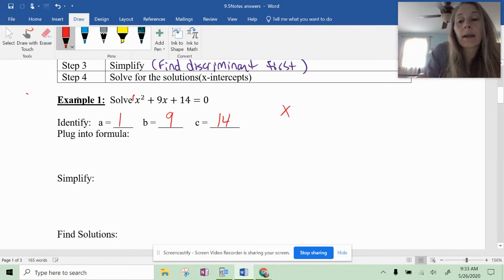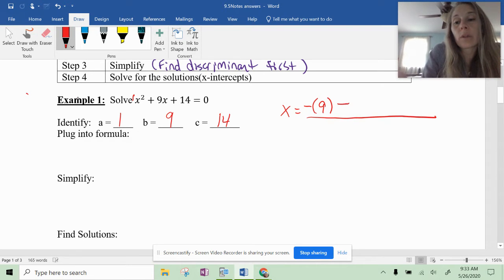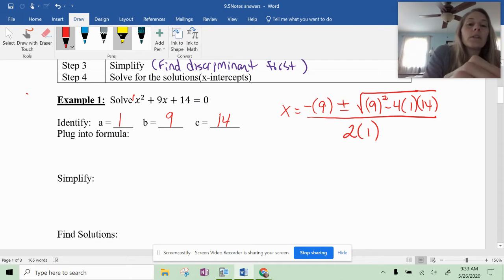So x equals negative b plus or minus the square root of b squared, so that's 9 squared, minus 4 times a times c, and that's all going to be over 2 times a. Now the first thing you want to do is figure out what is in here, and that's called the discriminant, like I said.